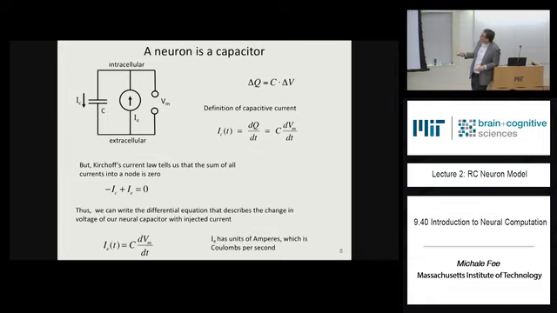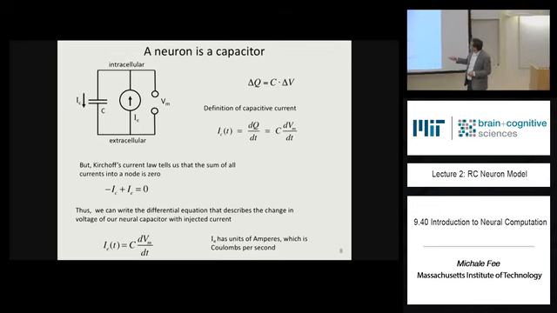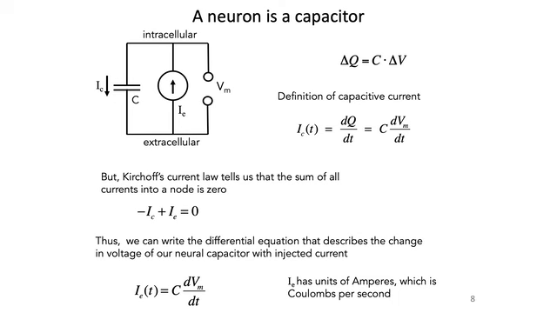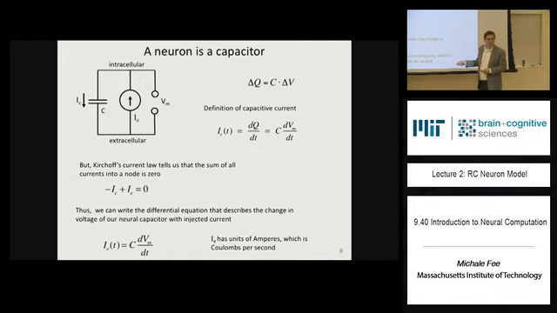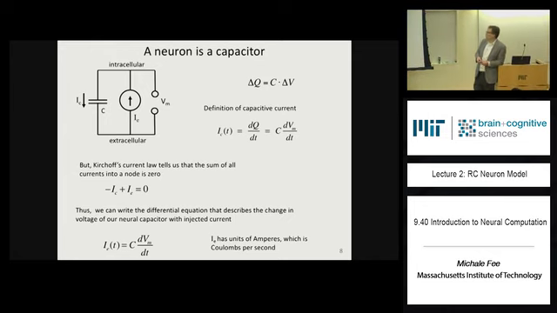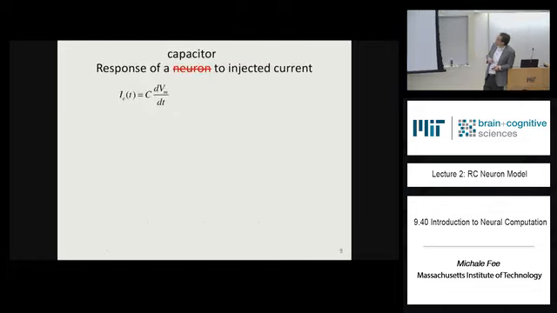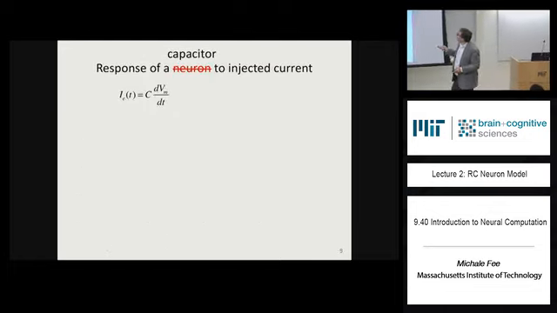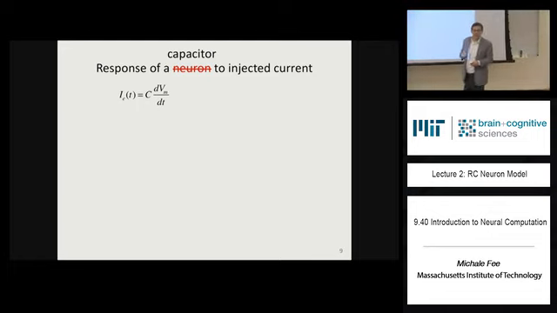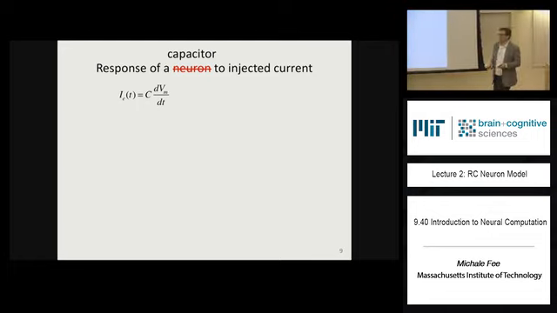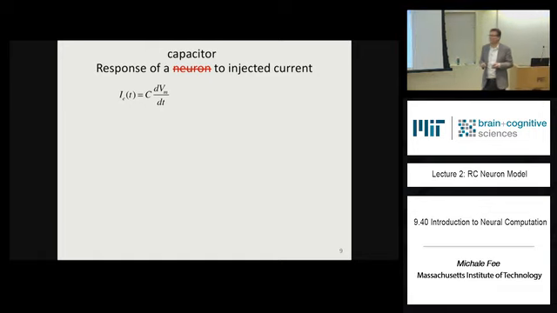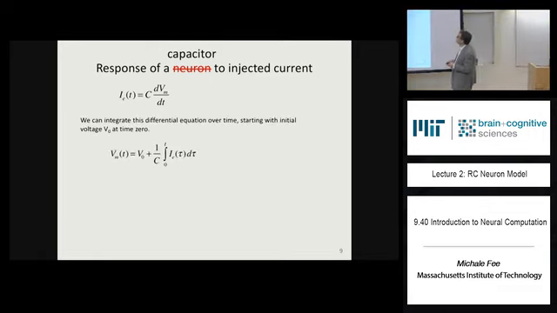So you can see that we just calculated the capacitive current. It's C dV/dt, so we can just plug that in here. And now we see this very simple relation between the injected current and the voltage. And again, the current has units of amperes, which is coulombs per second. Now we have a differential equation that describes the relation between current and voltage. We can just integrate it to get the solution.